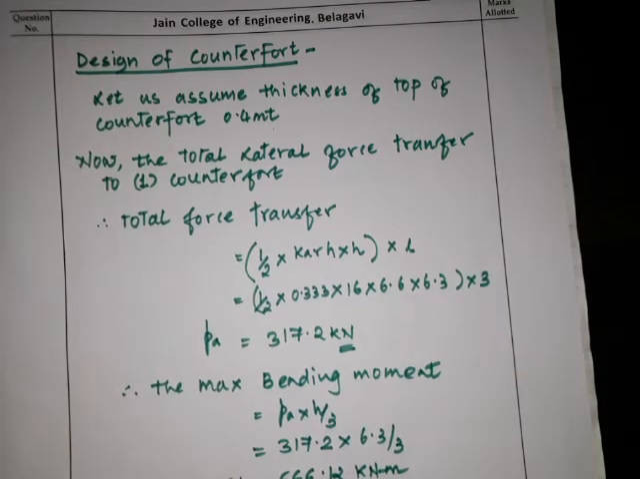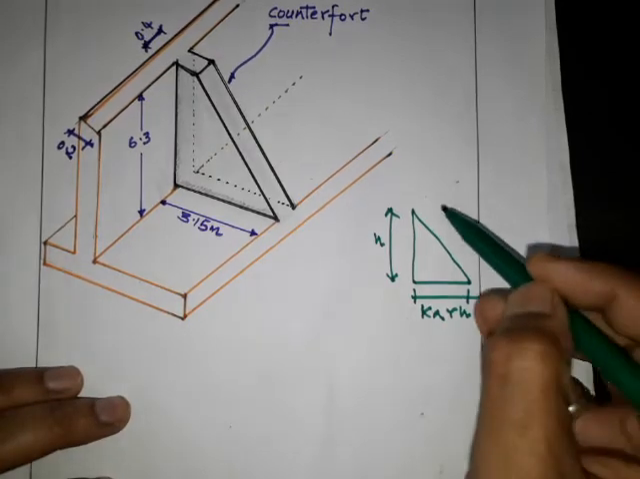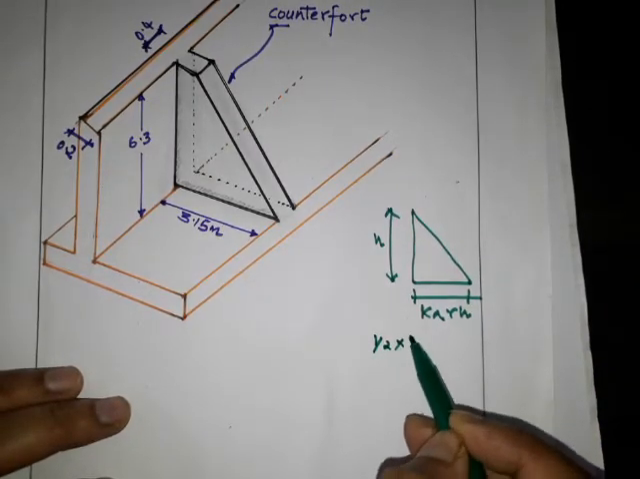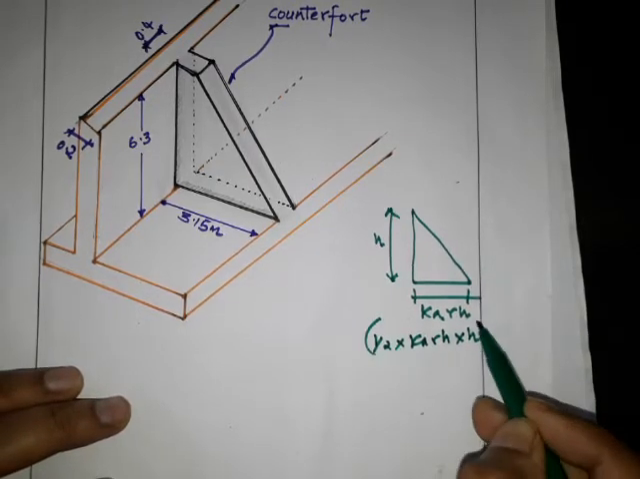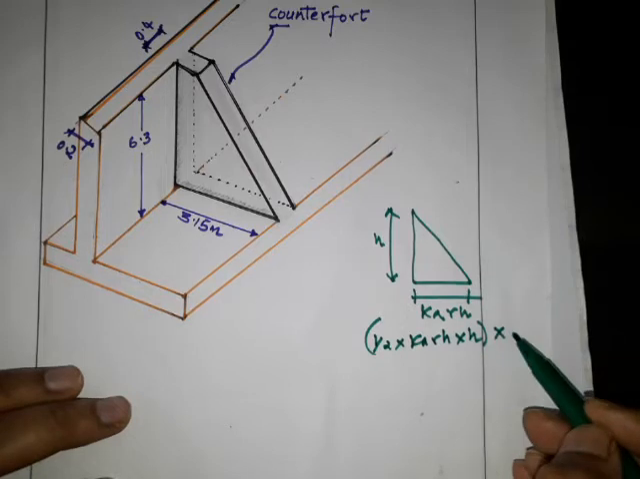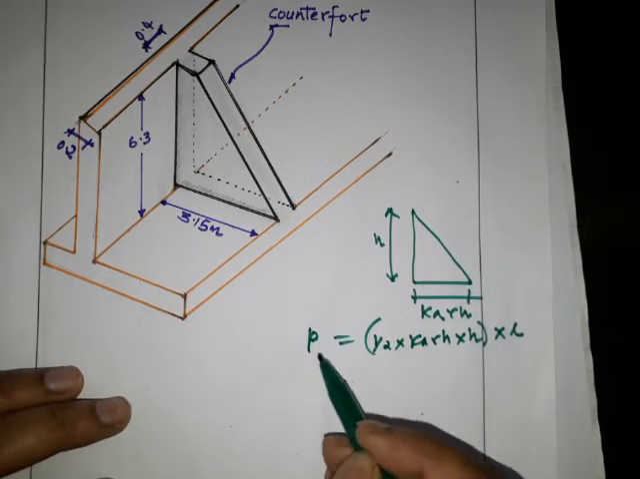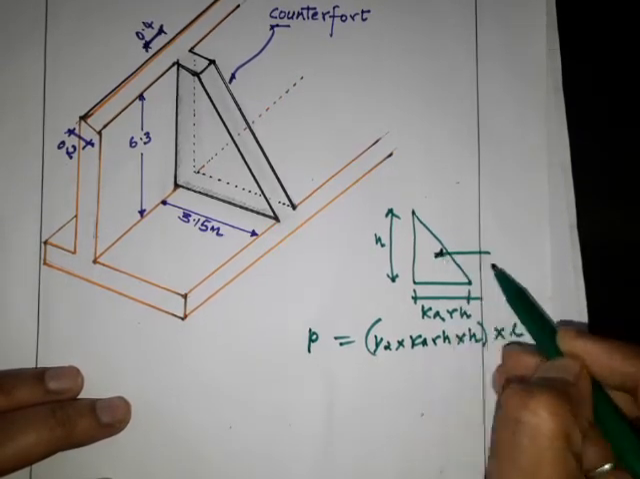Okay. So now the area is half into base, which is K into gamma into H into H. So this is area into a span of L. So this is a load, P or W, but it is acting at a CG of H by 3.